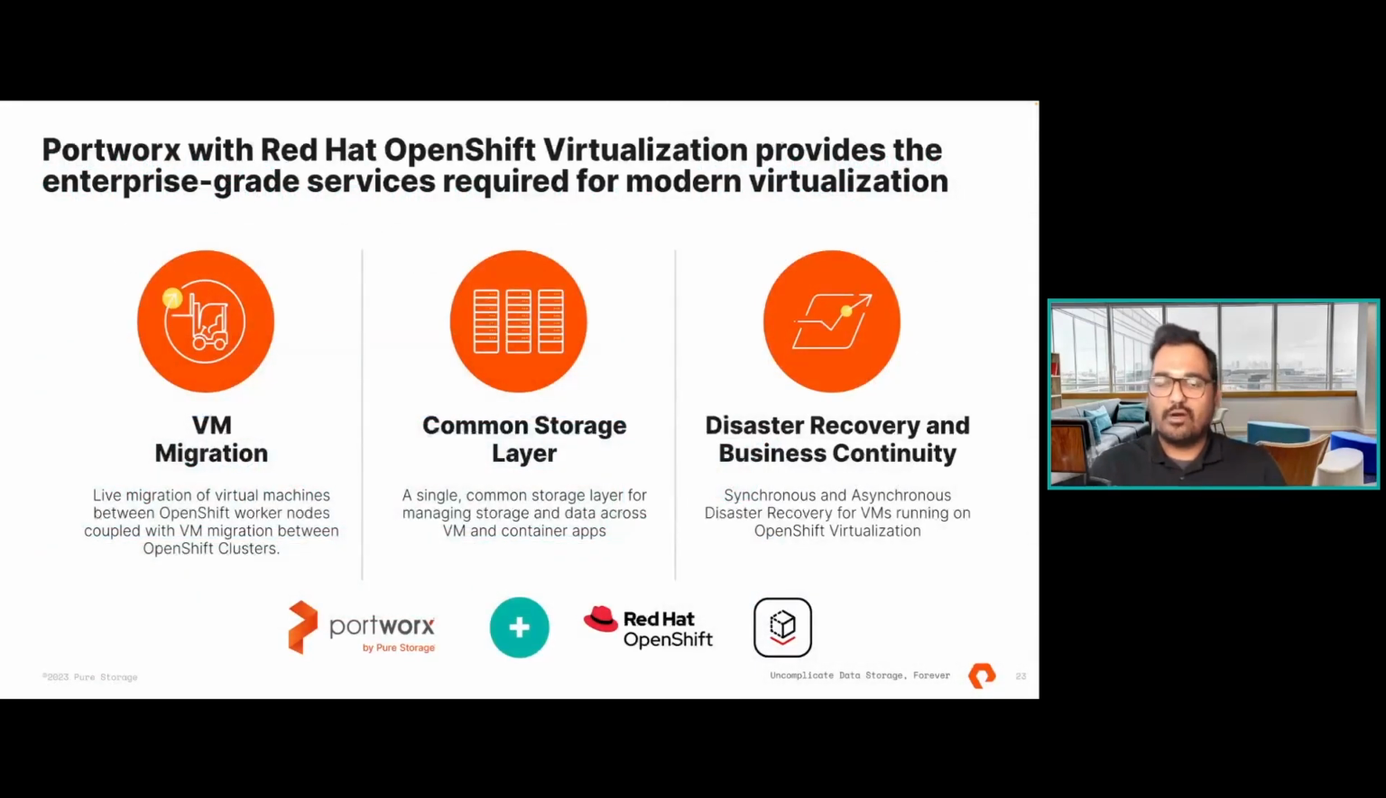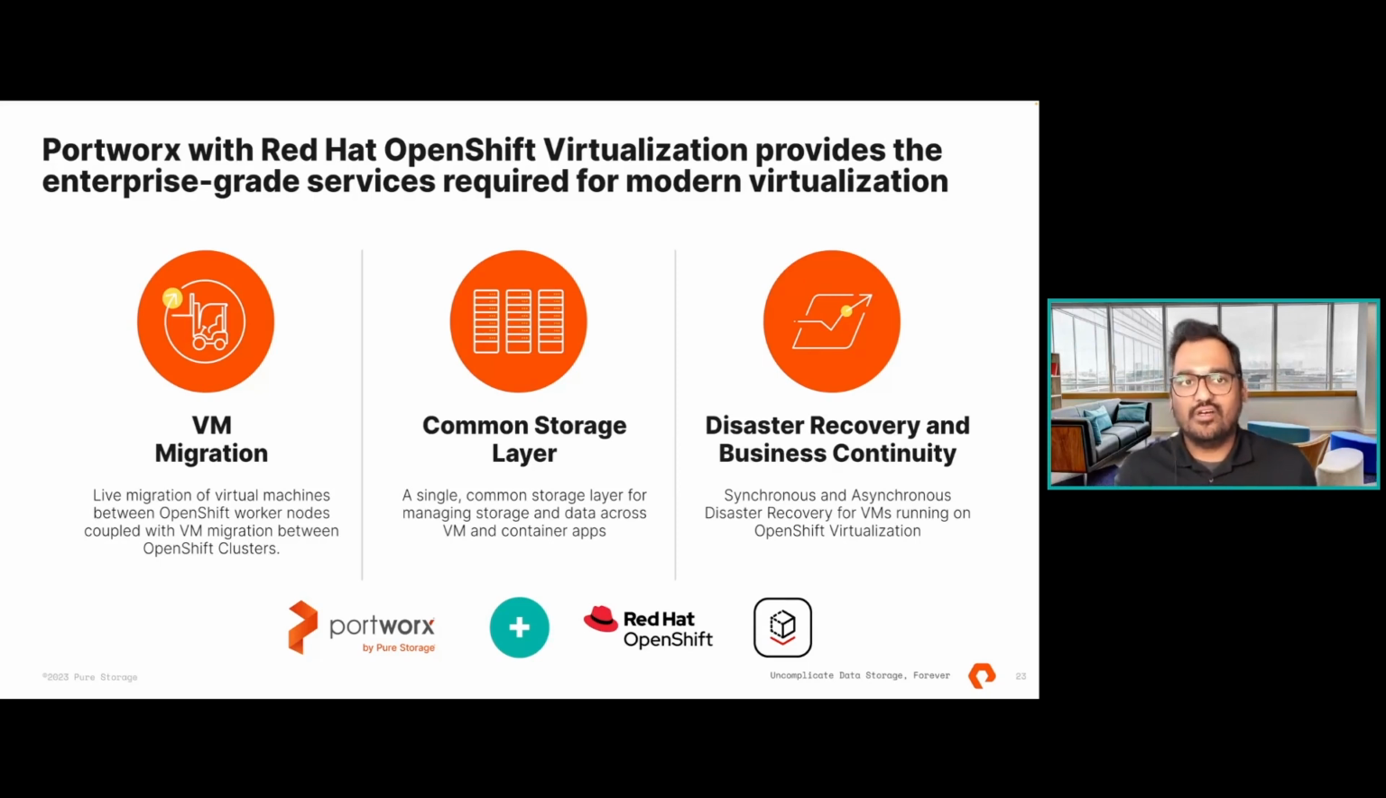So talking about OpenShift virtualization specifically, I want to talk about VM migration. There is a tool called Red Hat Migration Toolkit that allows you to move your virtual machines from your traditional virtualization stack to this modern virtualization stack. But once it's running on the modern stack, you still need access to features like live migration or vMotion, or the ability to recover your applications, like traditional vSphere HA. This is where Portworx can help.